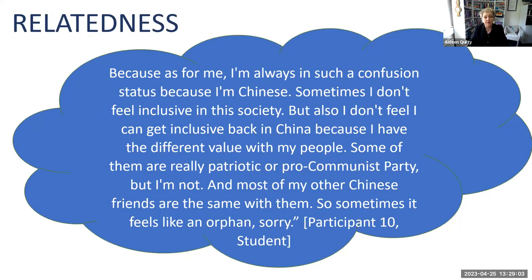And then in relatedness, the key question was, how do we build meaningful relationships in our institutions? And that was among peers, between peers and staff, among staff and colleagues. And I've chosen this because it speaks in the negative, in the reverse almost, to the importance of relatedness.